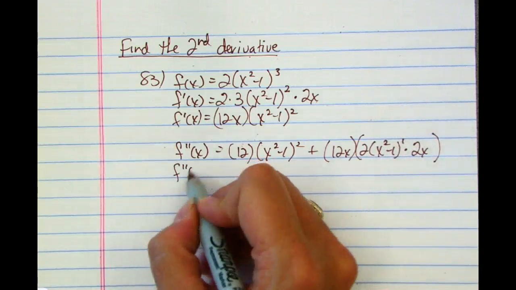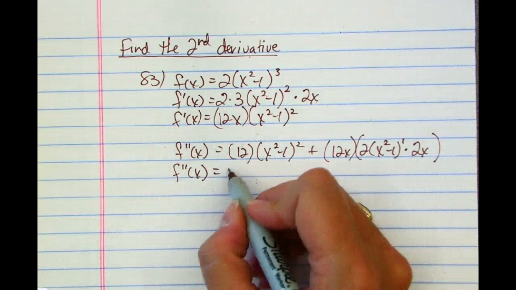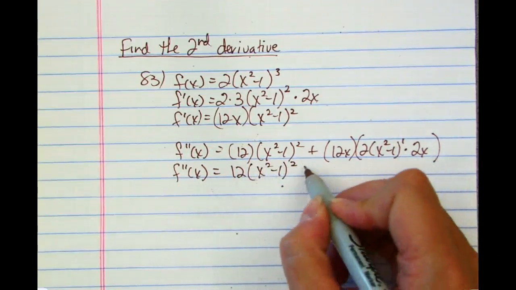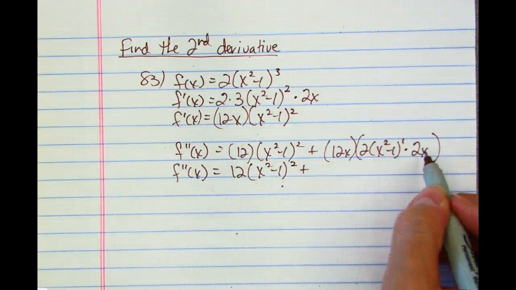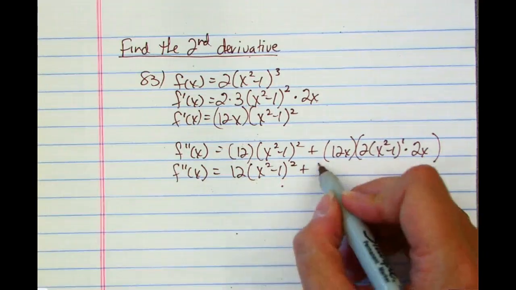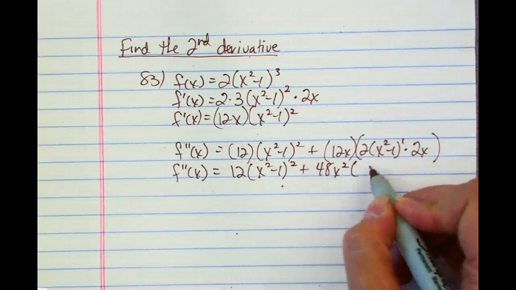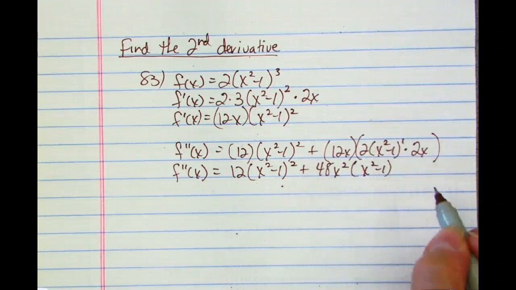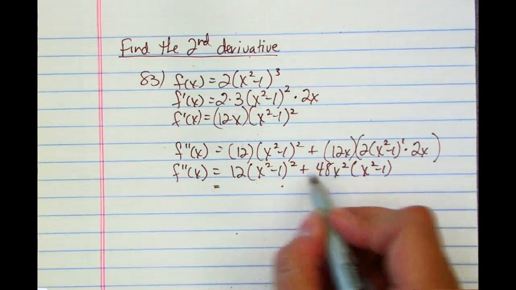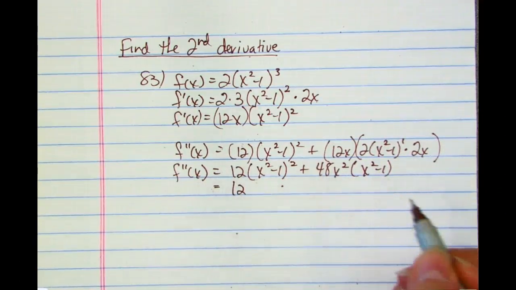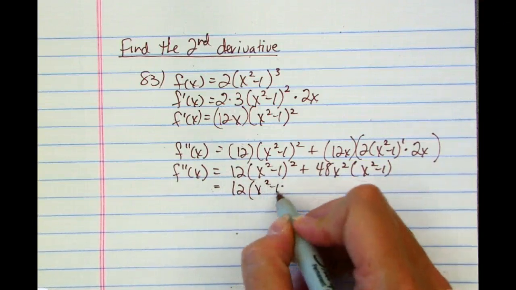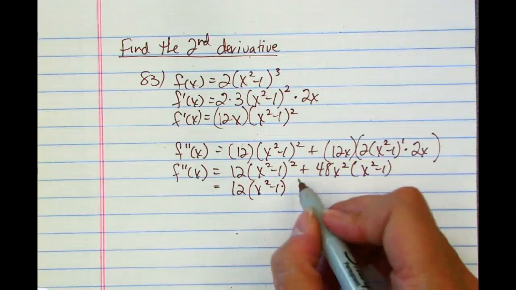Let's go ahead and clean that up a little bit. So I'm going to leave that as 2 times the quantity x squared minus 1 squared plus, see, 2 times 2 is 4 times 12, that's 48. And I have 48x squared times x squared minus 1. I'm going to go ahead and GCF out a 12 and an x squared minus 1. That's a common factor in each of these two terms.